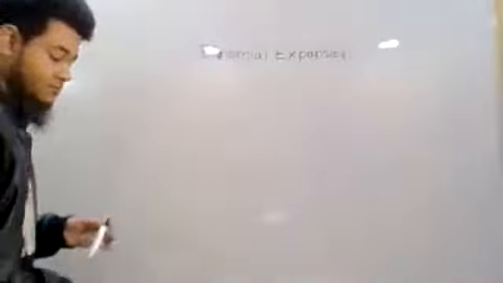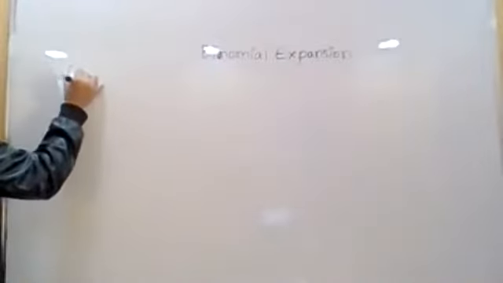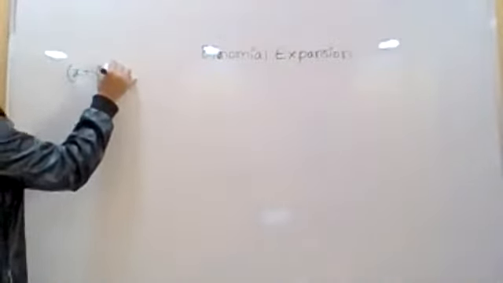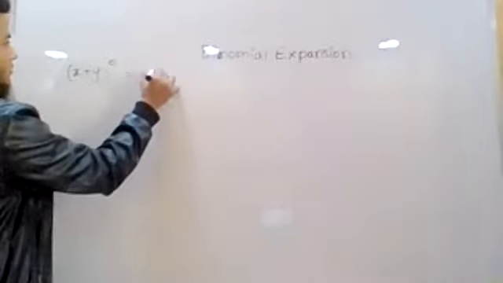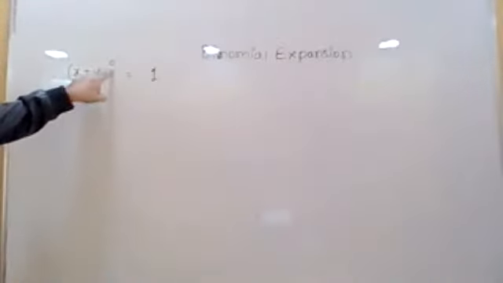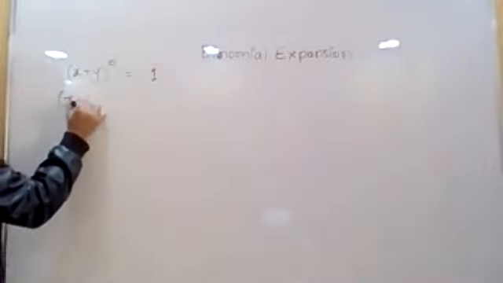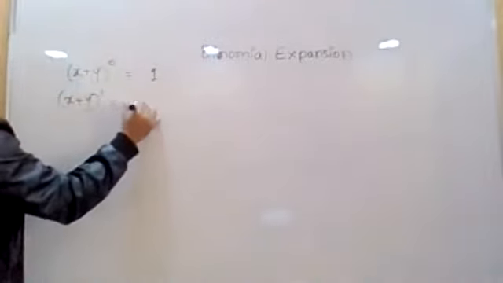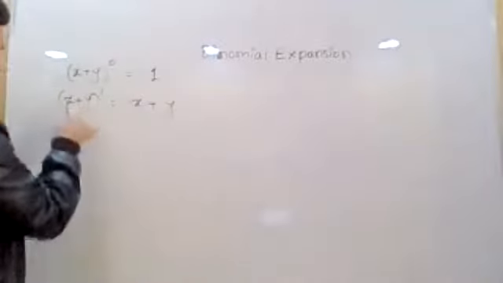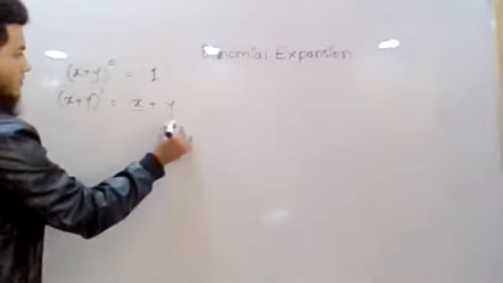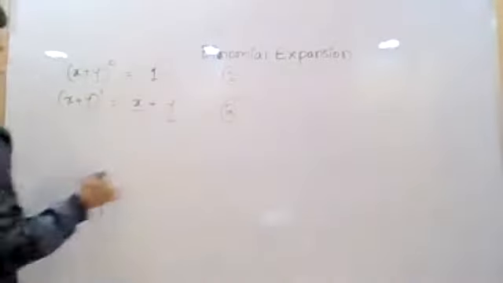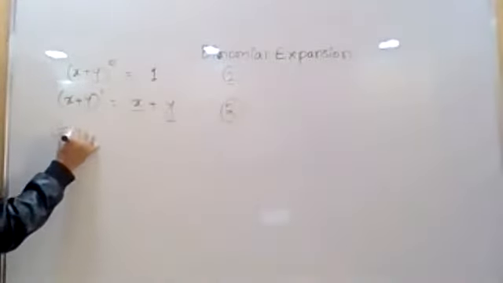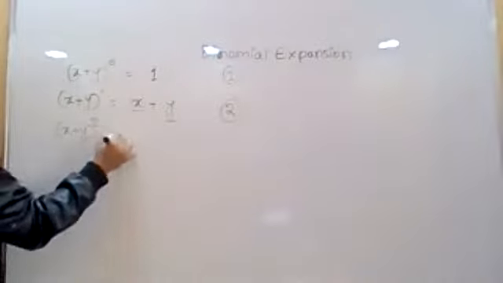For example, if I write x plus y whole to the power 0, then it will be only 1. Power 0 and number of terms 1. And if I write x plus y whole to the power 1, it will be only x plus y. So power is 1, but number of terms is 2. Sir, you explain this to us. No problem.